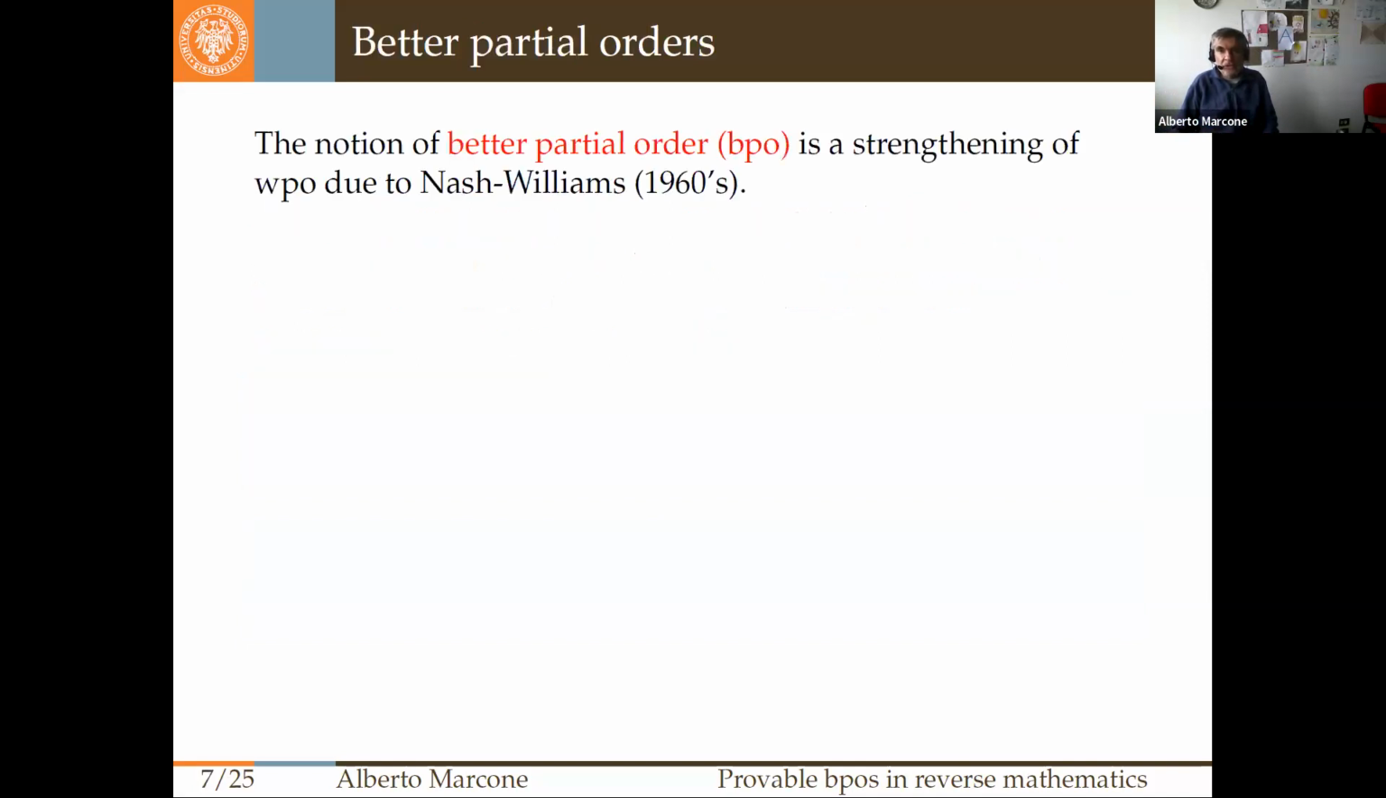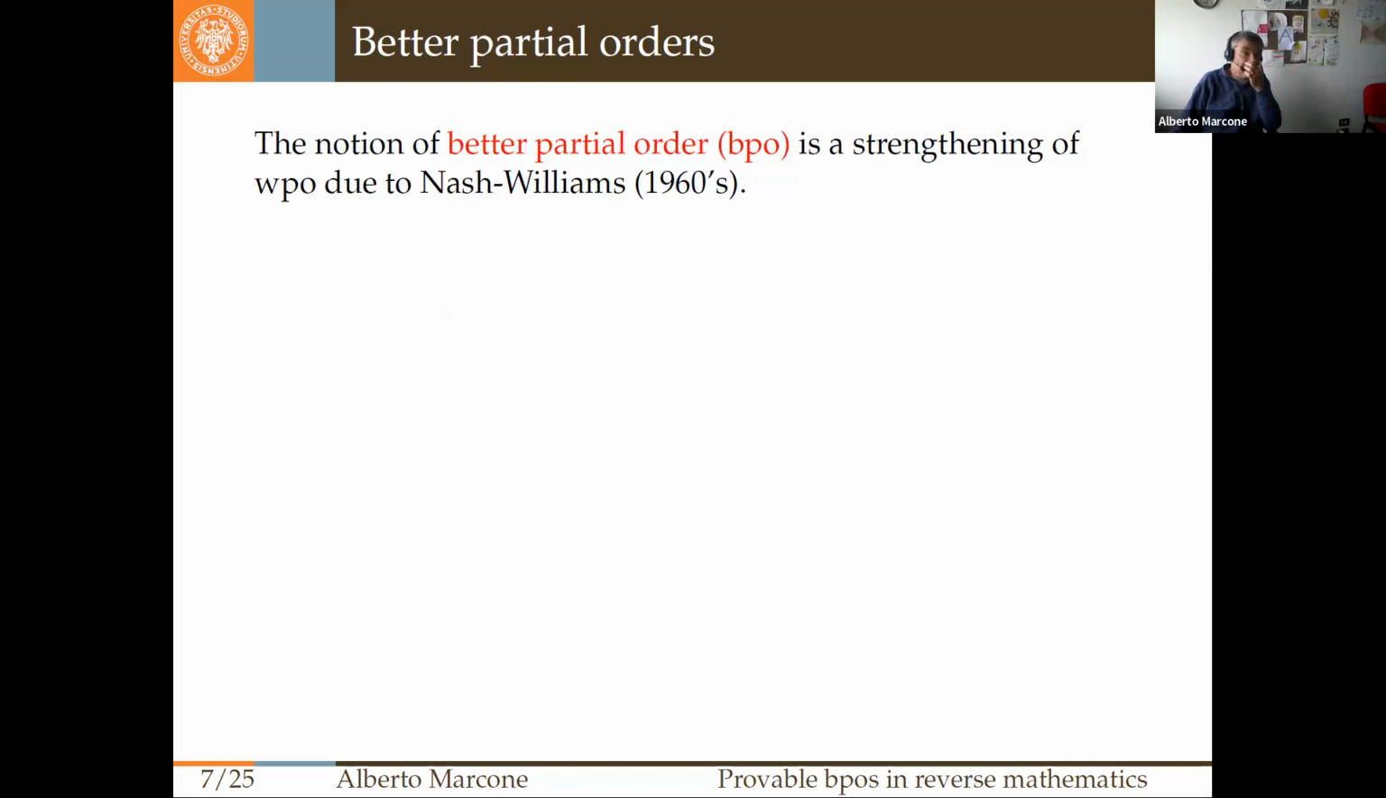So this is about Fresnel's conjecture, and let me start introducing better partial orders. This is a notion that was introduced by Nash-Williams in the 1960s. It's a strengthening of well partial orders, as I implicitly already mentioned, because I was discussing Fresnel's conjecture and Lava's theorem as a strengthening of Fresnel's conjecture.